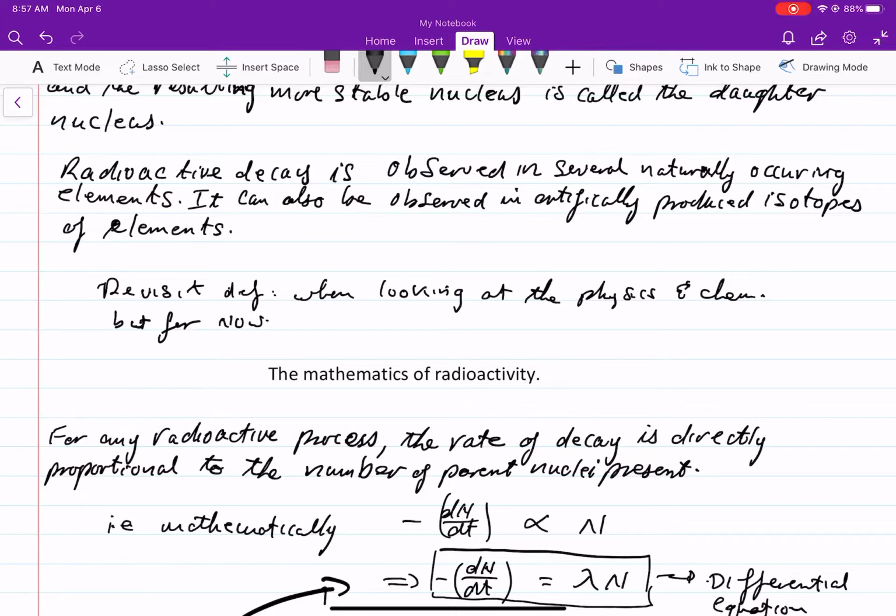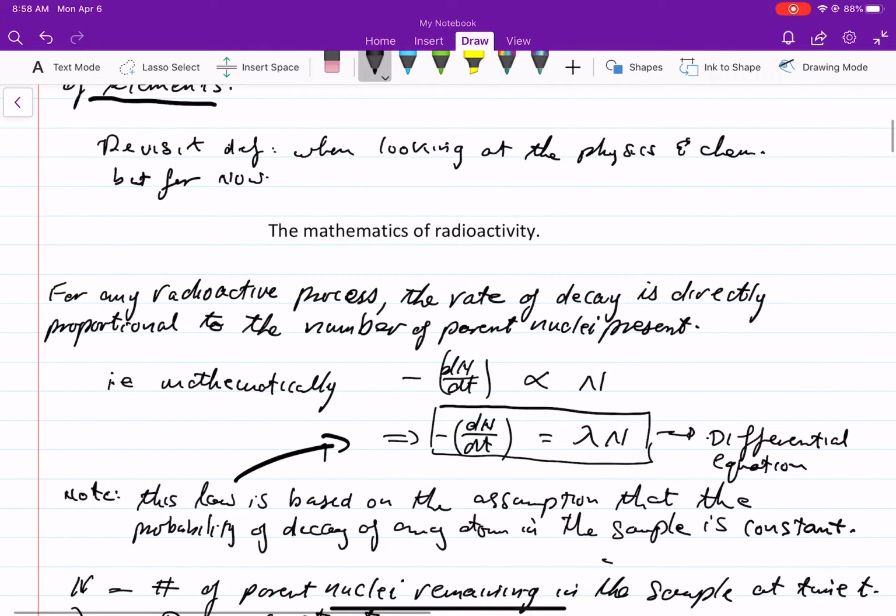Radioactive decay is observed in several naturally occurring elements, and it can also be observed in artificially produced isotopes of the elements. We're going to talk a lot more about this, both naturally occurring and artificially produced radioactive decay. We're going to revisit that and look more at the chemistry and the physics of it. This first part of radioactivity deals with the mathematics of radioactivity.